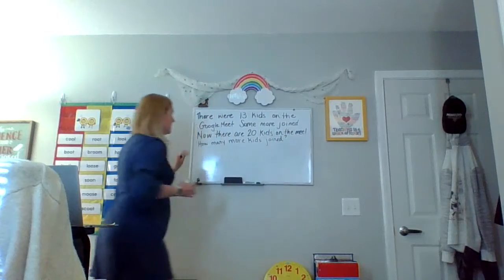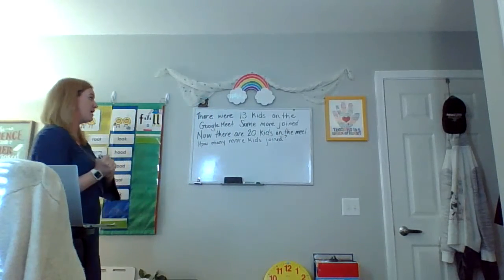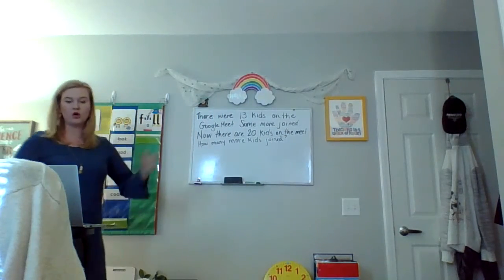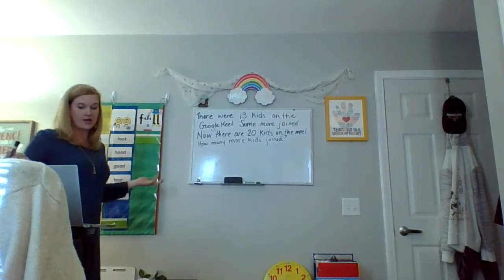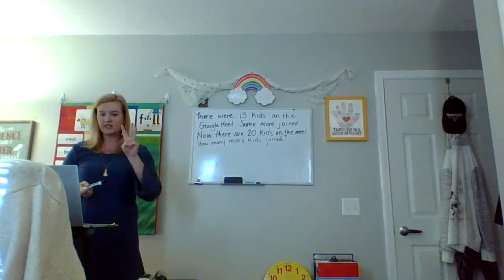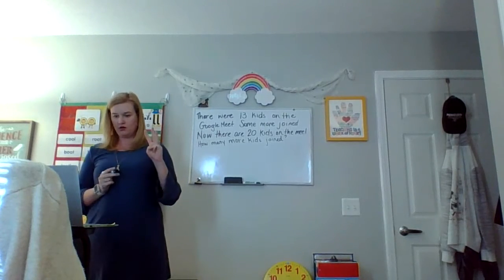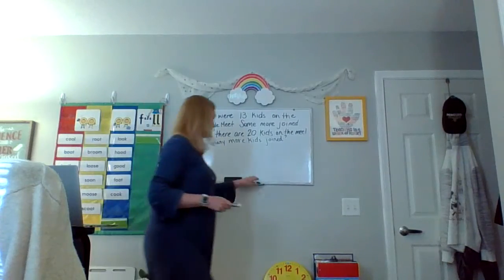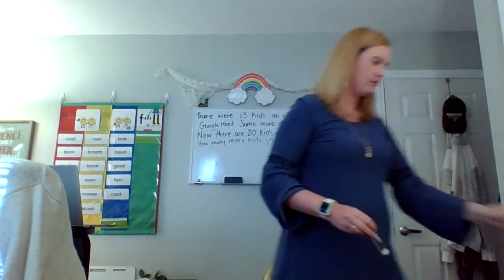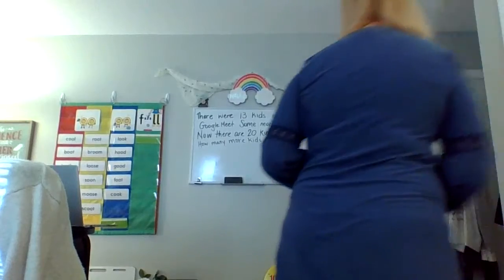Okay. So there were 13 kids on the Google Meet. Some more joined. Now there are 20 kids on the meet. Now you might know the answer, but what are the 3 things I have to see? Elephants sing always. Equation, strategy, and answer. So let's write our equation first.